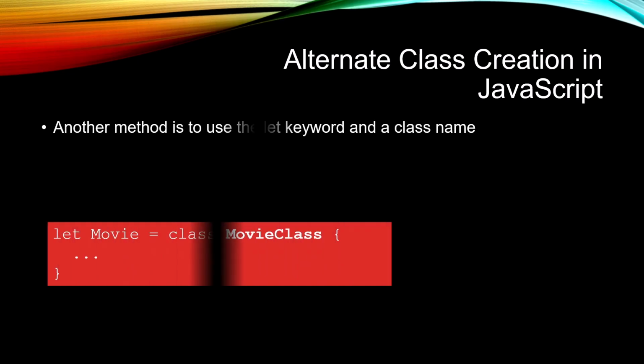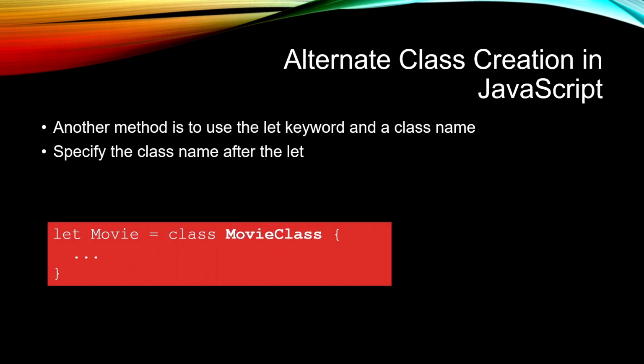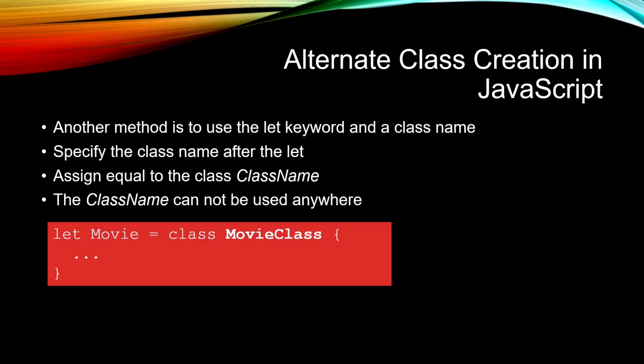The second way is to use the let keyword, specify the class name after the let, and assign it equal to class followed by a class name. So in this case, let Movie equals class MovieClass. The thing with this class name, which is that second one after the class, the one highlighted in bold here, is that it can't be used anywhere. So I don't even know why you would do this, but it is valid JavaScript syntax.